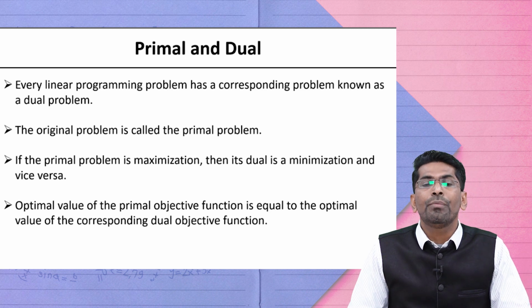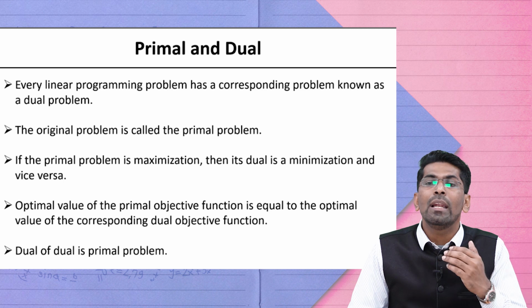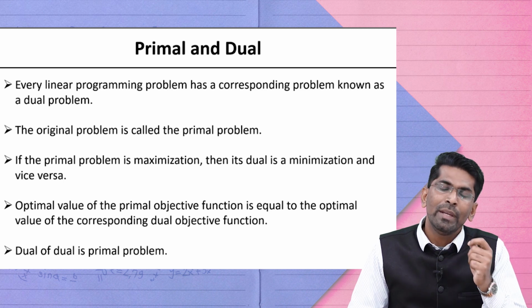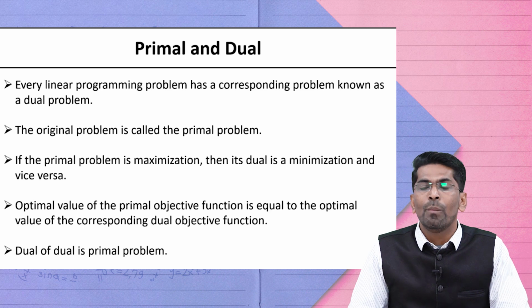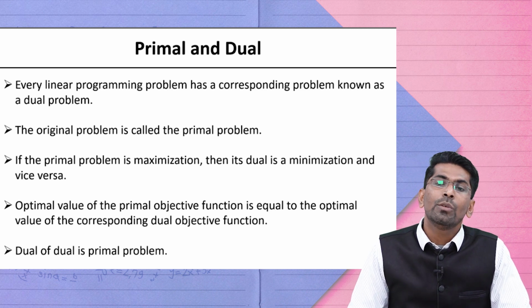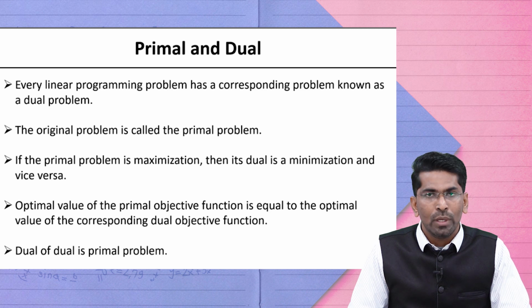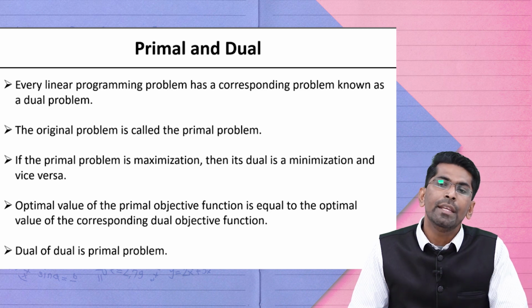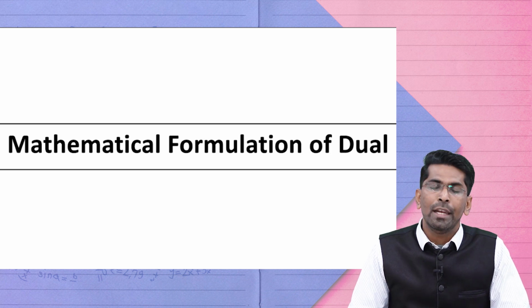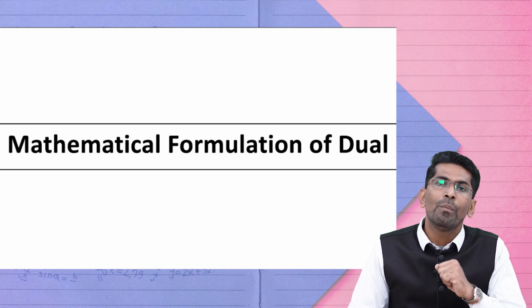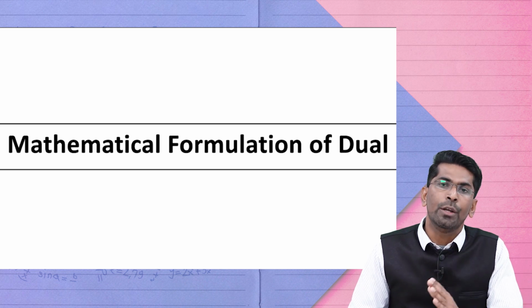The dual of a dual is a primal problem. That means if we take the dual of a dual problem, we will get back the original primal problem that we started with. This duality relationship is actually a fundamental concept in linear programming and optimization theory as well. Now we are going to find the mathematical formulation of duality, that is, with a given primal problem, how to find its dual.